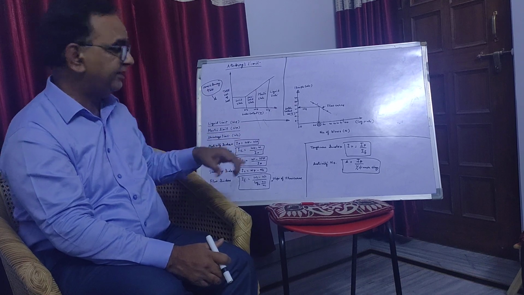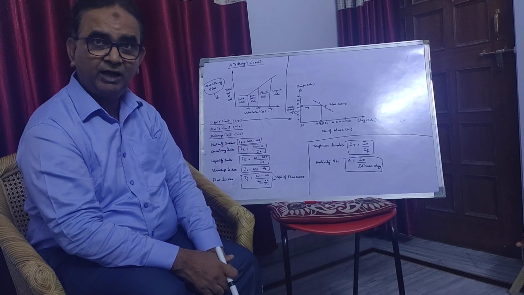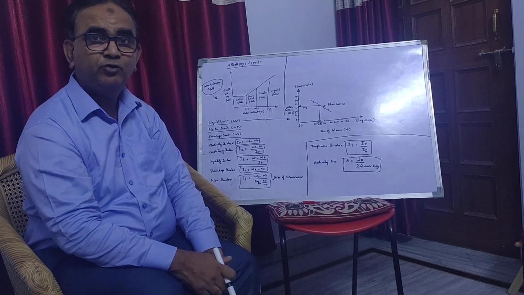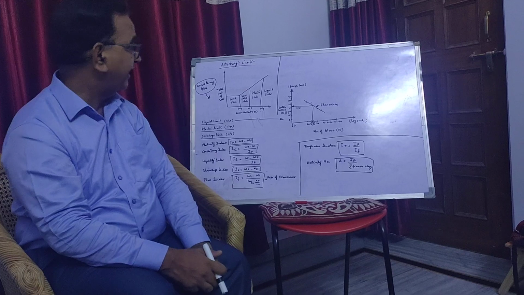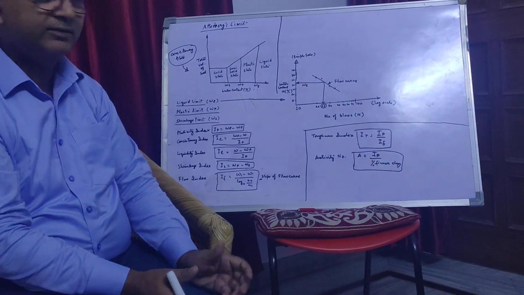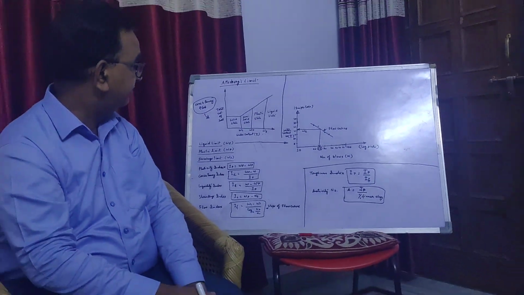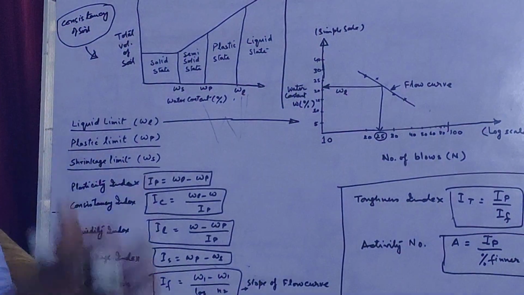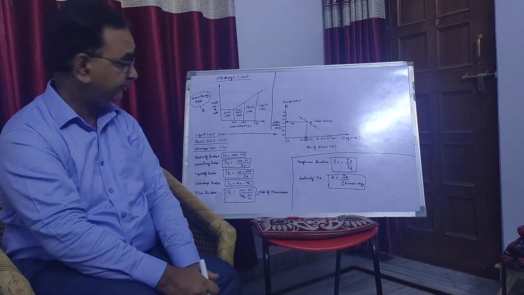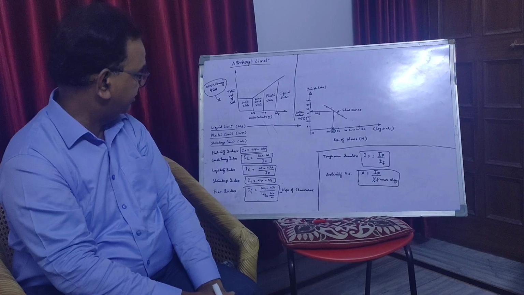Similarly, the shrinkage limit is determined by making a soil pad, in which you have to calculate the water content at this shrinkage, this semi-solid and solid state transition line. So this you can go through in the lab.